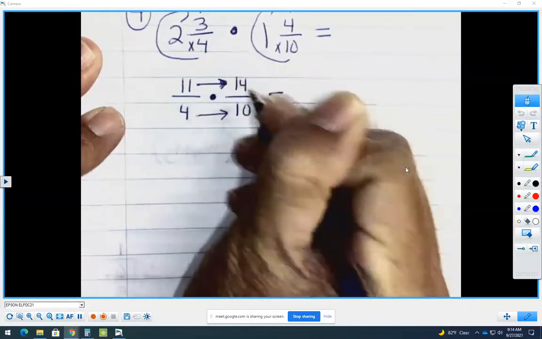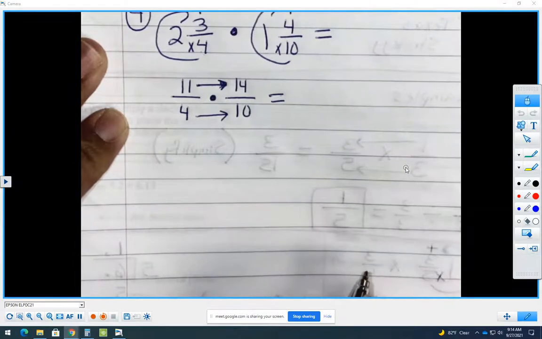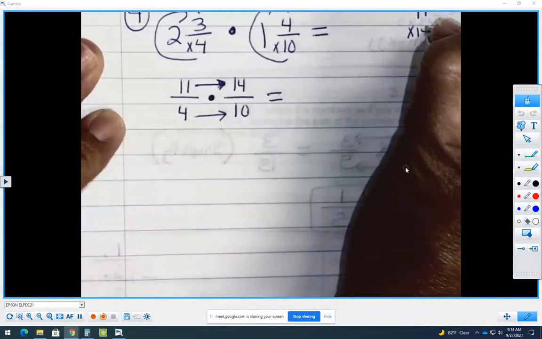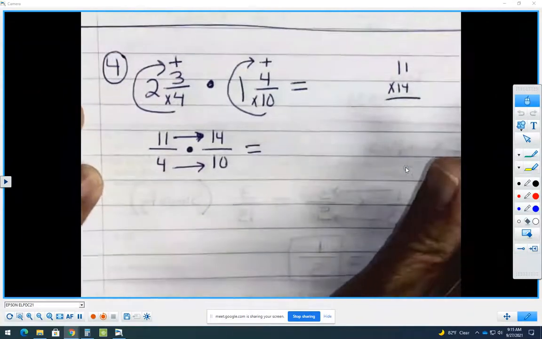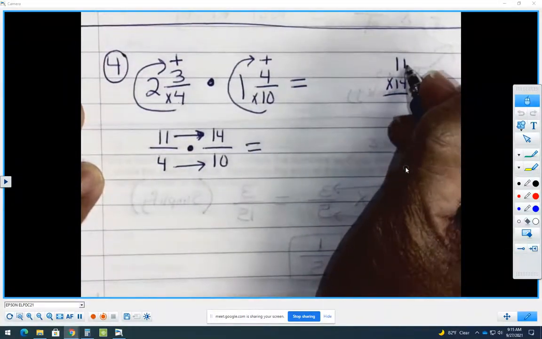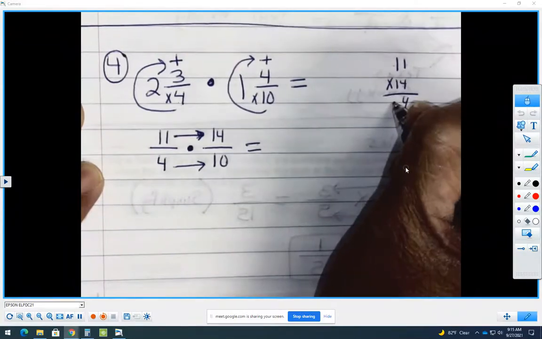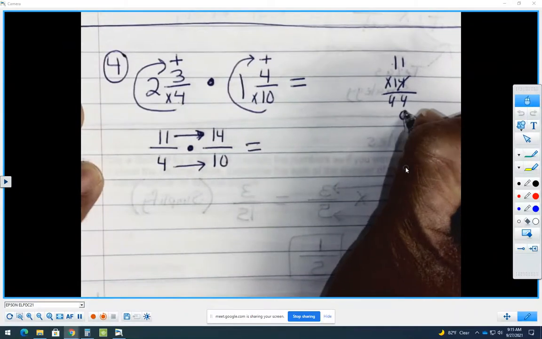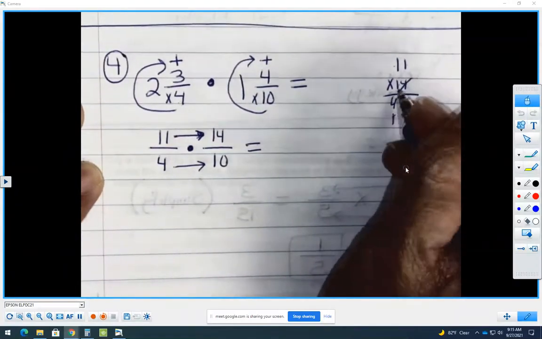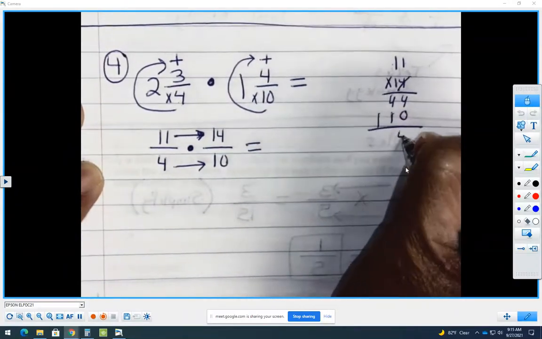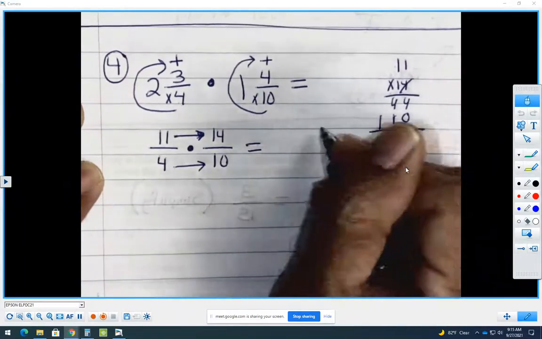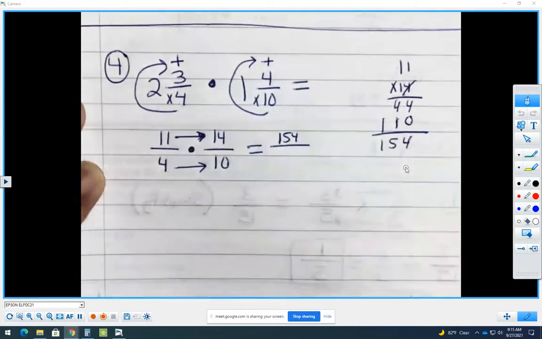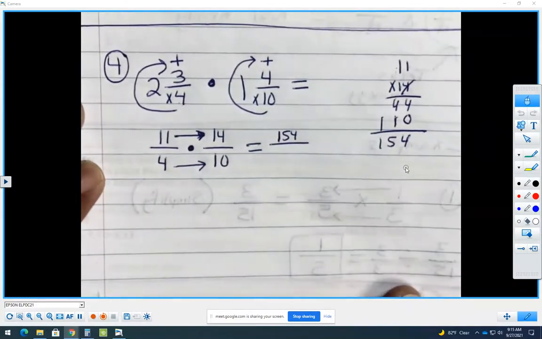Now 11 times 14 is not as easy to do mentally, right? So guess what? Go to the side and take care of it. What's 4 times 1? 4. 4 times 1? 4. Cross it out and put a what? 0. 1 times 1? 1. 1 times 1? 1. That's 154. 150. That's why we don't do mental math, because then we will make a little mistake. That's a big number. Okay, so 154.